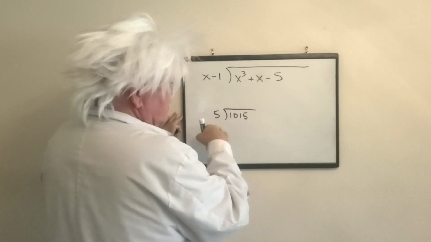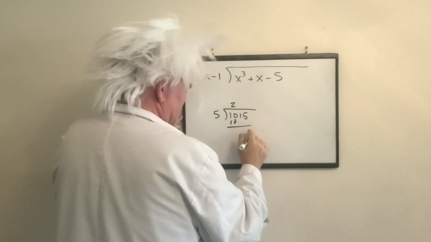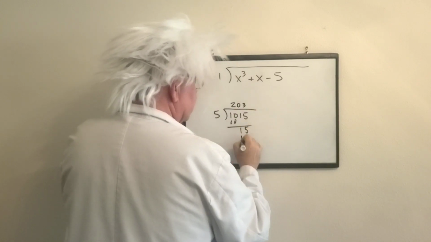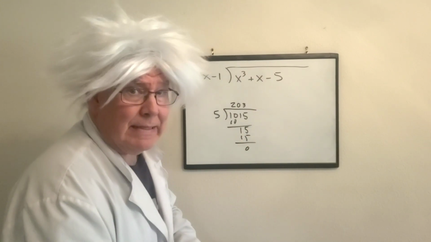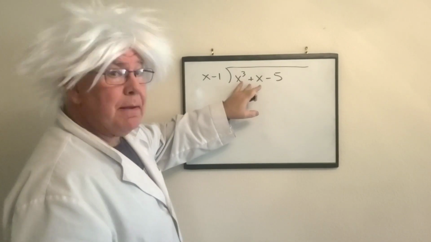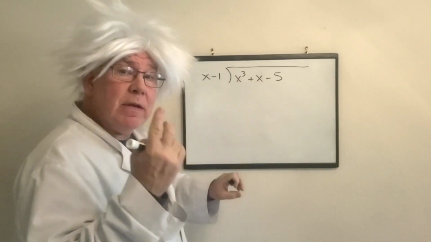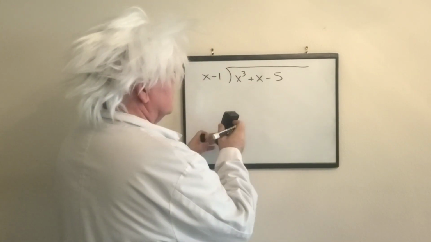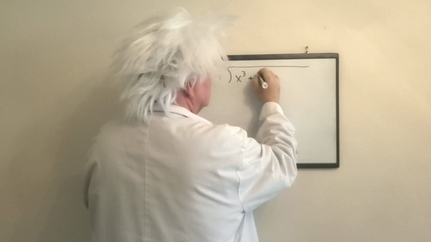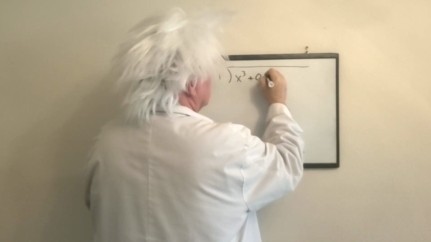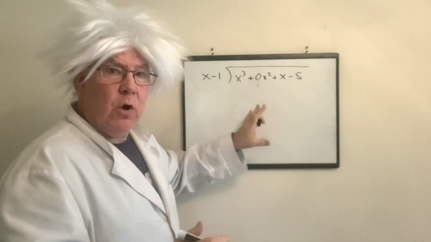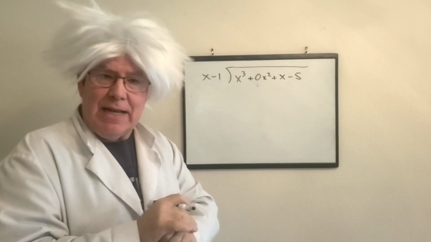So 5 goes into 1? No, 5 goes into 10 twice. Okay, that brings that. Can't go into that, but it goes into that 3 times. Okay, so watch the concept. And you're saying, okay, what do you mean? I am missing an exponent to the second power, so I'm going to move all this over. So instead of it being plus x minus 5, it's going to be plus 0x squared plus x minus 5. And it doesn't really matter about that, but I have to have a placeholder for any missing exponent.